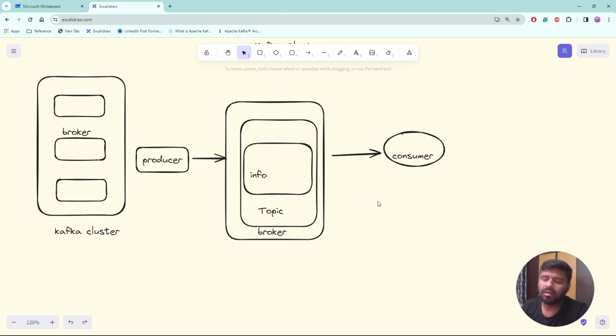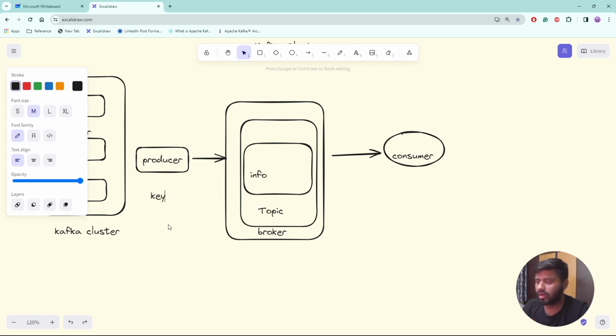A few points here: whenever a producer produces some messages, or records, which is basically denoted as a message, that message contains two parameters. One is the key and the other is the value.